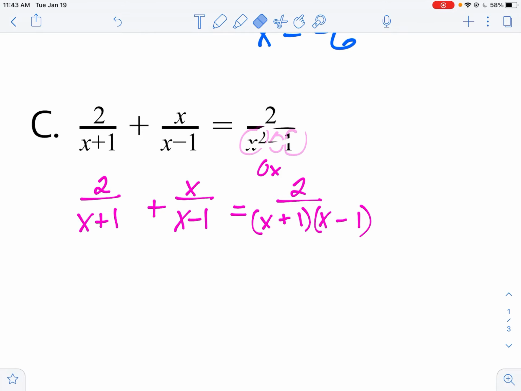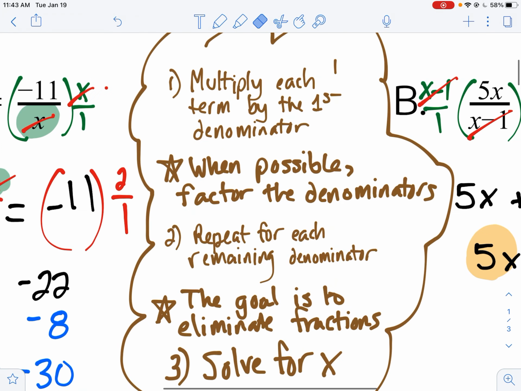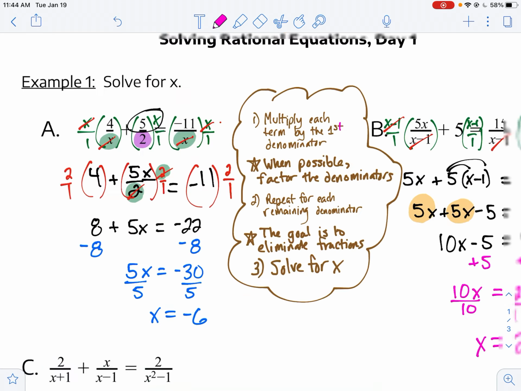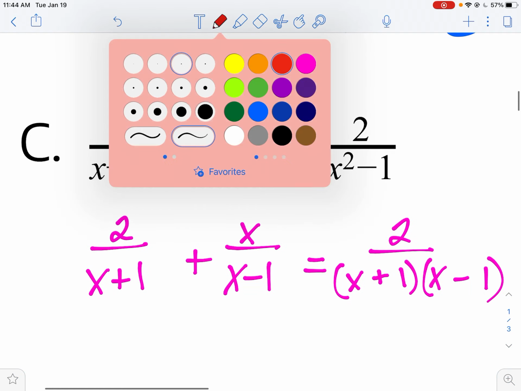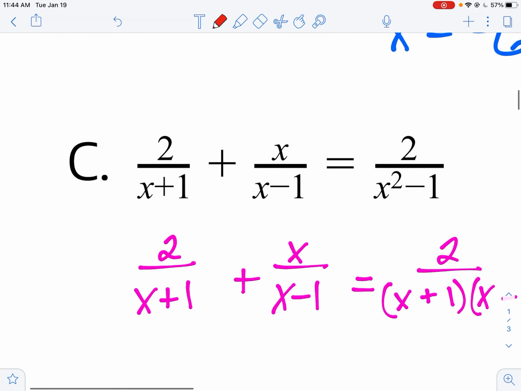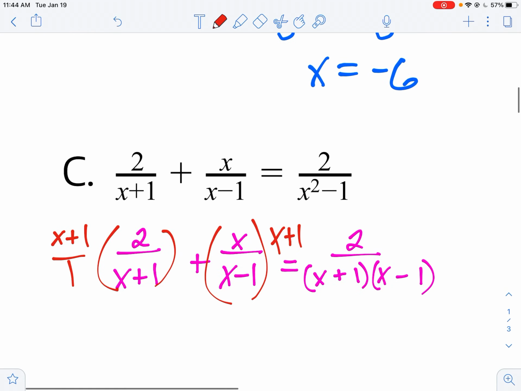This is a good place to start. Now, let's go to my next step here. Now that I've factored it, multiply each term by the first denominator. Cool. Take a look at my first denominator, x plus 1. So I'm going to multiply everything by x plus 1. And you can put that over 1. Some people like to see that. I kind of get used to not seeing it, so that's why you notice I don't do it all the time. But sometimes people need that visual. You can do x plus 1 over 1.